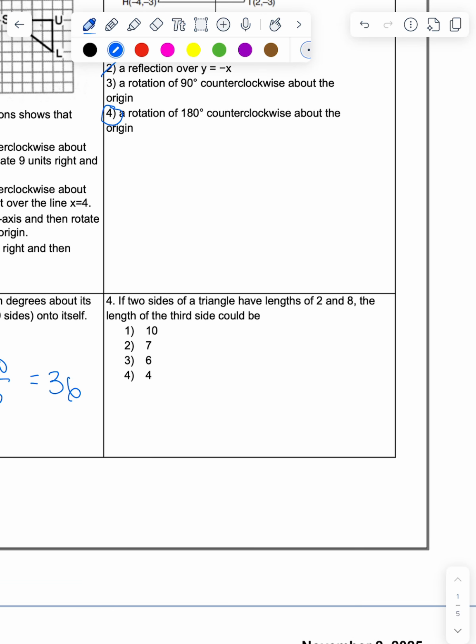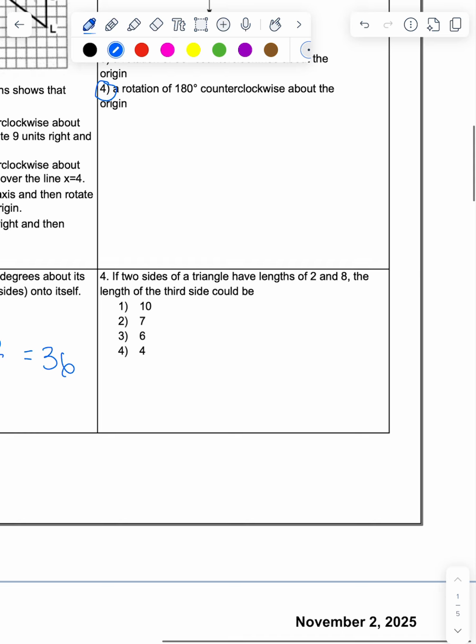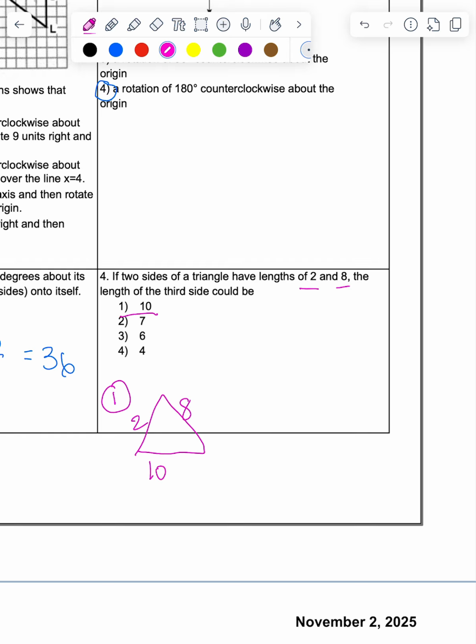Okay, so over here, this is a question on the triangle inequality theorem. And the triangle inequality theorem says that if we add any two sides of a triangle together, it needs to be greater than the third side. So let's try out all the answer choices. So I'm going to make my triangle. 2 of the sides have length 2 and 8. And let's try out 10.